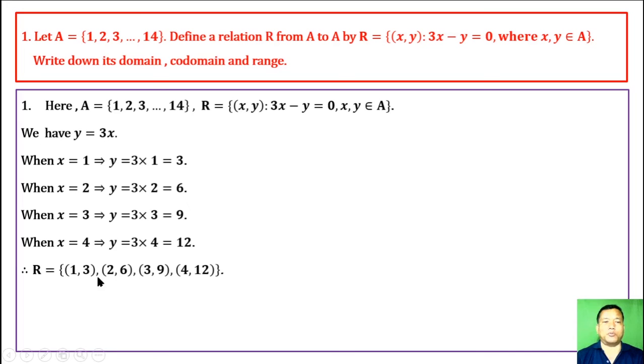Therefore, R consists of these 4 ordered pairs. Its domain is the set formed by the first components of the ordered pairs in R, that is 1, 2, 3, 4. Codomain is the second set, that is A itself. Range is the set formed by the second components, that is 3, 6, 9, 12.